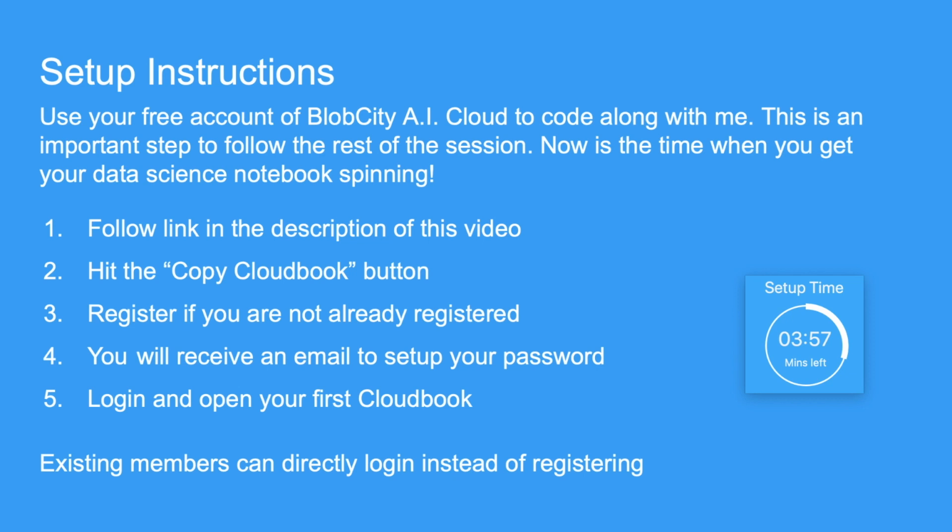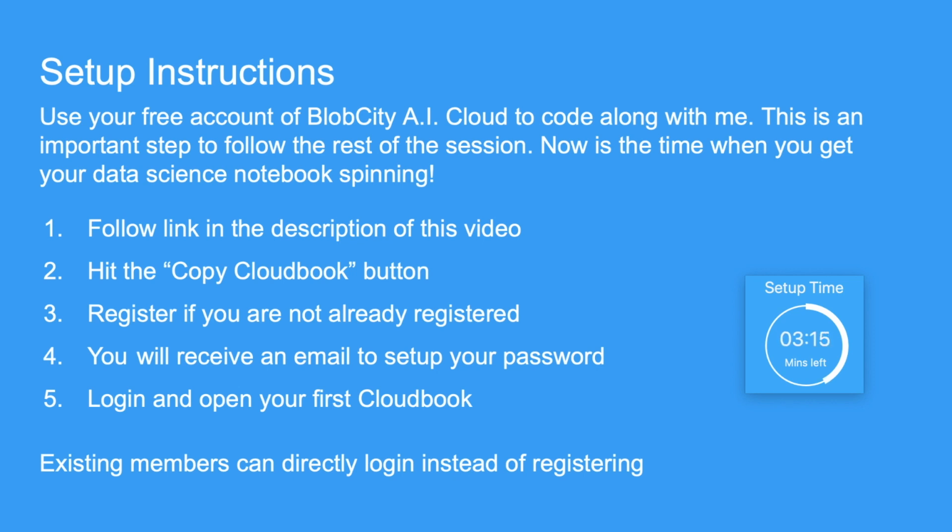If you're not registered, then you can quickly register, enter your name and email address to complete the registration. As soon as you enter your email address and the name, you will receive an email from us with password setup instructions. Follow the instructions on the email to set up your password. Once your password is set up, you can log in, and then you can hit the Copy Cloudbook button to copy your Cloudbook. Once your Cloudbook is running, you would see this code, which is the code that we'll be following. So this is a code along session, and I strongly encourage that you follow me in the code along session. To make the most of this session, coding along with me is important.